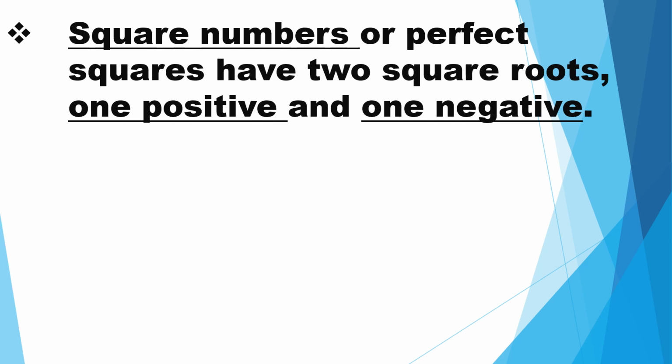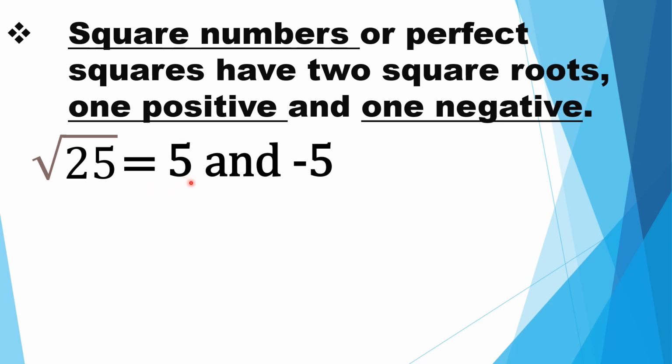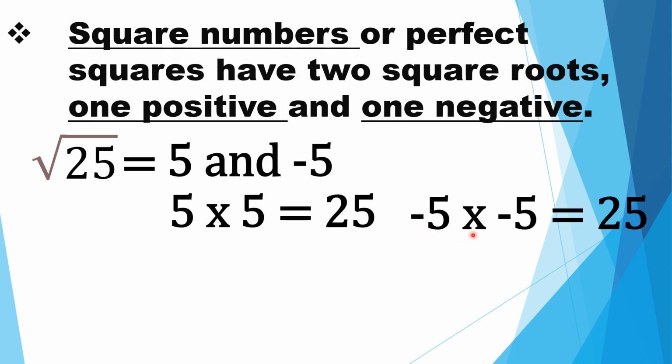Remember, square numbers or perfect squares have two square roots, one positive and one negative. Example, what are the square roots of 25? The square roots of 25 are positive 5 and negative 5, since positive 5 times positive 5 is equal to positive 25, and negative 5 times negative 5 is equal to positive 25. Thus, the square roots of 25 are positive 5 and negative 5.